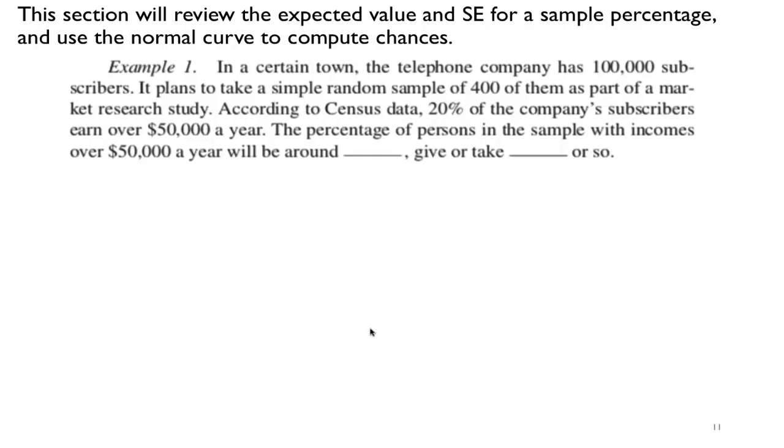Notice this problem is interesting because it's kind of backward, because we do have access to the information about the entire population of the subscribers, and we know that 20% of the subscribers earn at least $50,000 a year. And so it seems kind of silly that we're doing a random sample and trying to learn something that we already know, which is what percentage of the sample earn that much money.